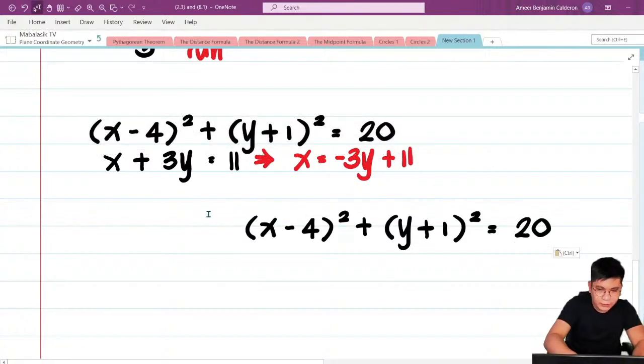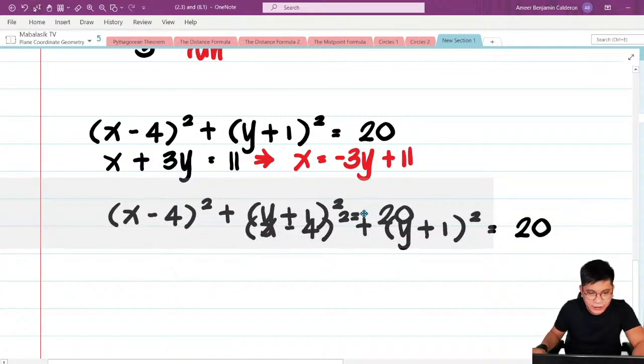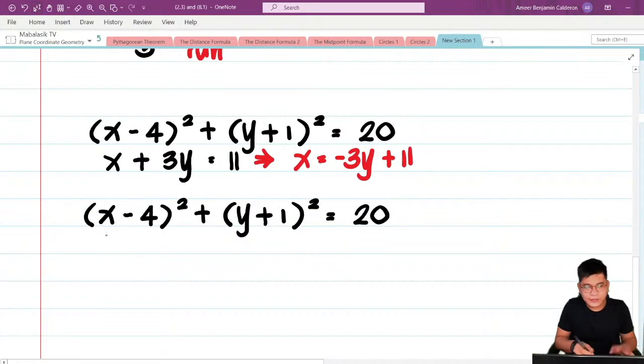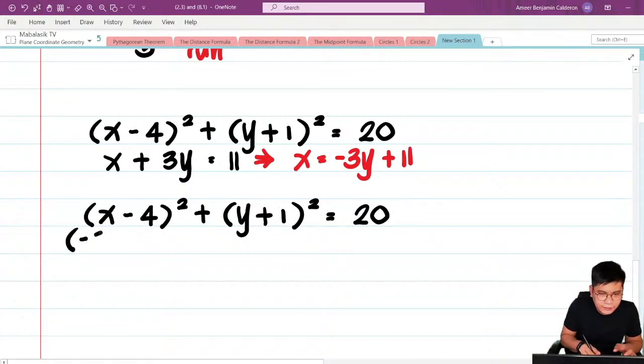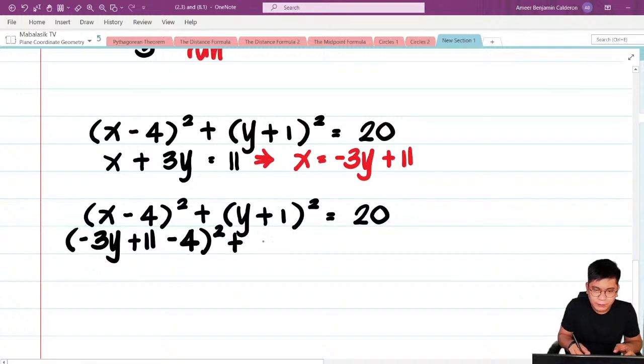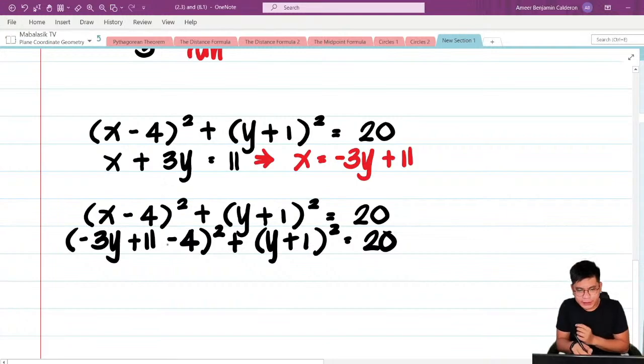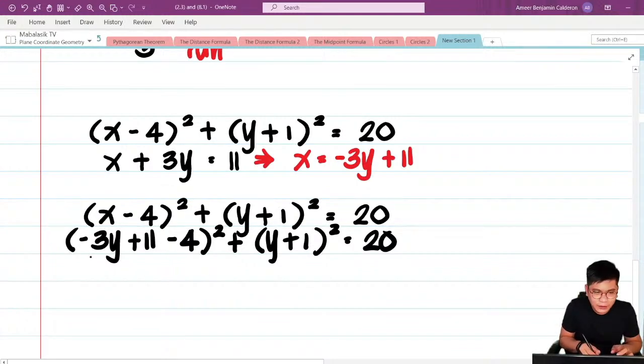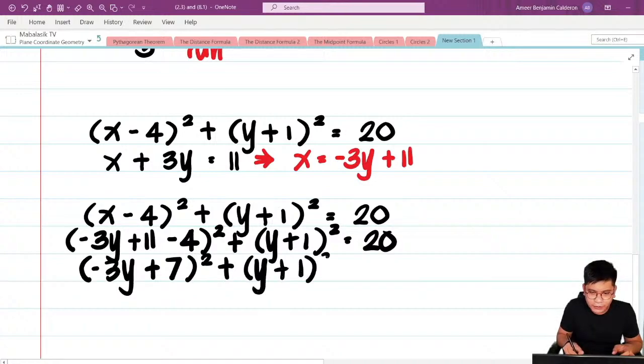So, we have our given equation of the circle here. And then, instead of x, we will write negative 3y plus 11 minus 4 squared plus y plus 1 squared is equal to 20. Ayan muna. And then, combine like terms muna natin to. So, we have negative 3y plus 7 squared plus y plus 1 squared is equal to 20.